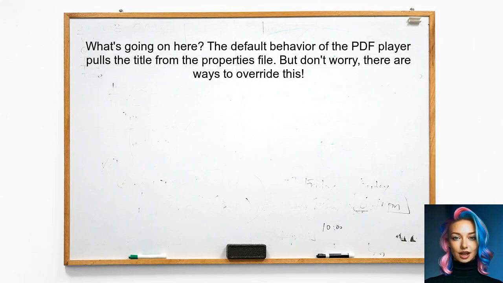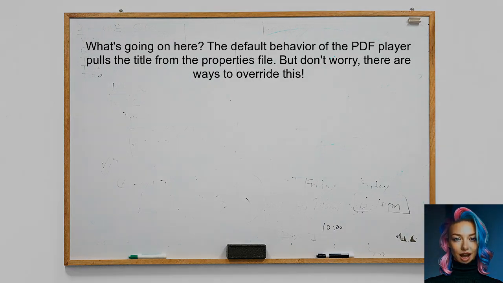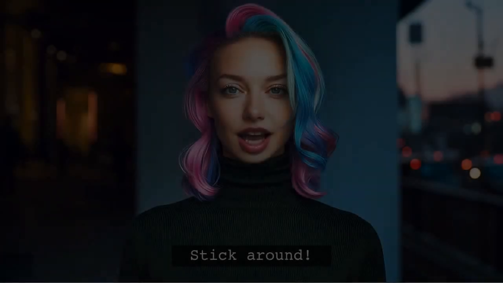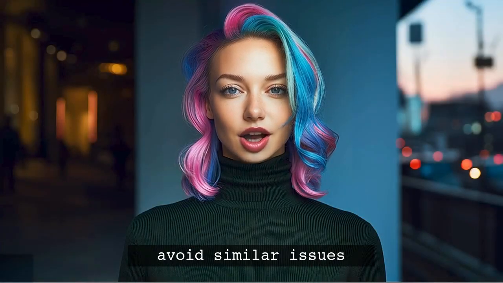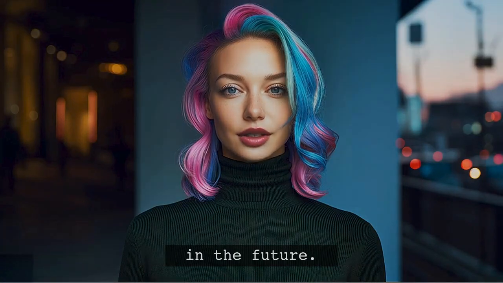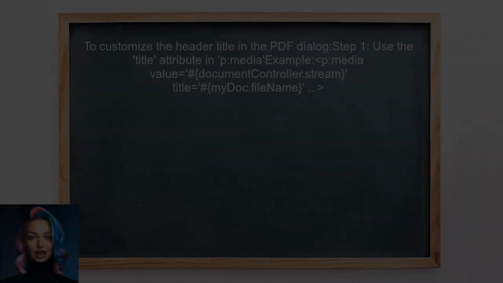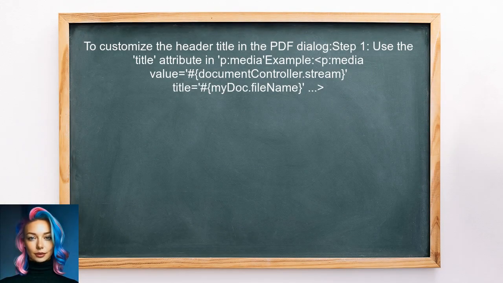The default behavior of the PDF player is to pull the title from the properties file, which can be limiting. But don't worry, there are ways to override this and make it work for you. And stick around. At the end of this video, I'll share a quick tip that can help you avoid similar issues in the future.